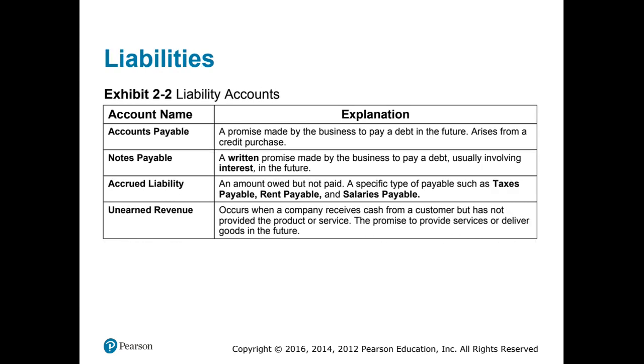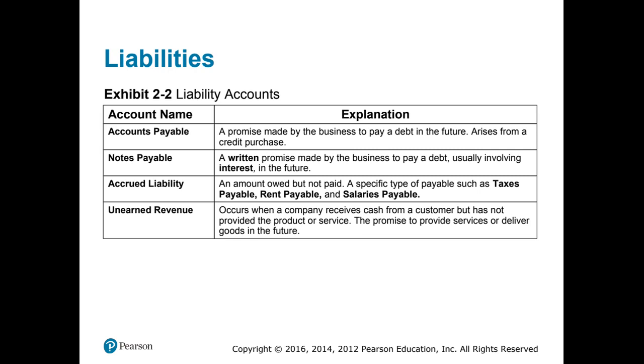And then we have liabilities. So liabilities, some examples are accounts payable, notes payable, accrued liability, and unearned revenue. Accounts payable is a promise that's made by the business to pay a debt in the future. It arises from a credit purchase. So this accounts payable is where we purchase something, but we are not paying for it until a later date.